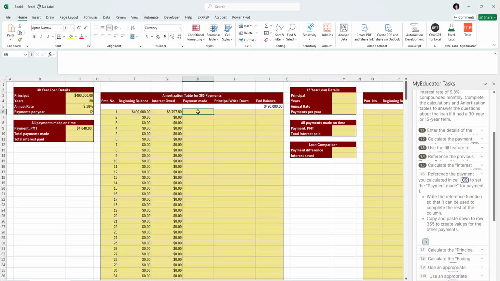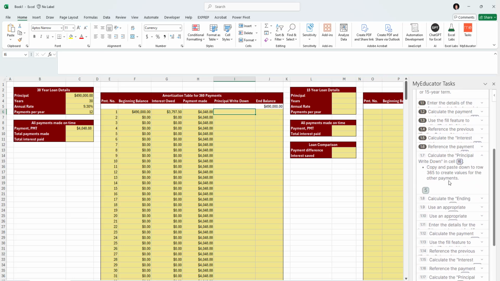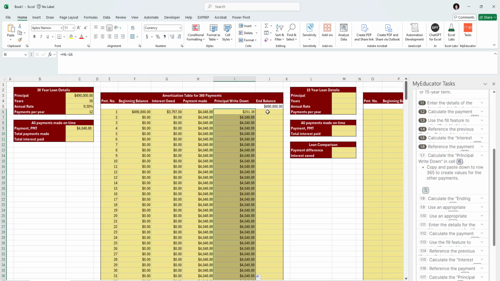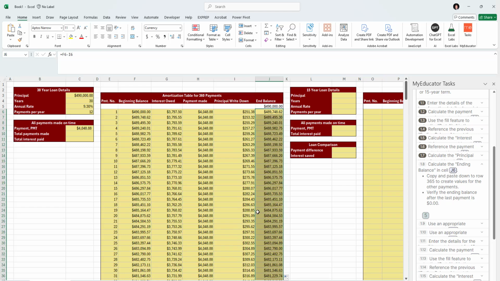Write the reference function. Okay, so I have this equal payment amount locked. Principal write down. There we go. Principal write down is payment subtract interest. Copy that down. Calculate the ending balance. That's your beginning balance less the principal write down. And when I copy that down, all the beginning balances will update.